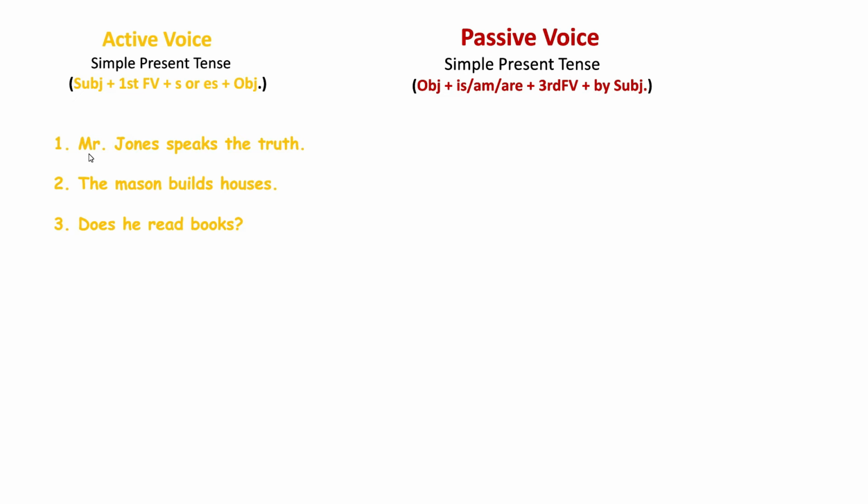Listen very carefully. Mr. Jones speaks the truth. When changing this active into the passive, the object will come in front and will be changed to this. The truth is spoken by Mr. Jones. Now let's talk about the auxiliary verb is. Options given are is, am, and are. Why do we choose is here? Because the object is in the singular form. The truth is in the singular form, so we choose is. Let's go to the next one.